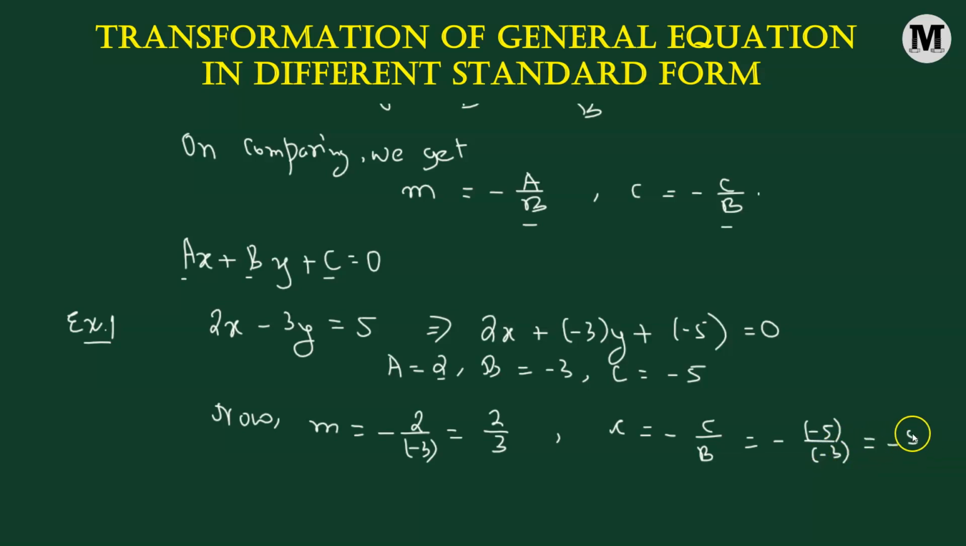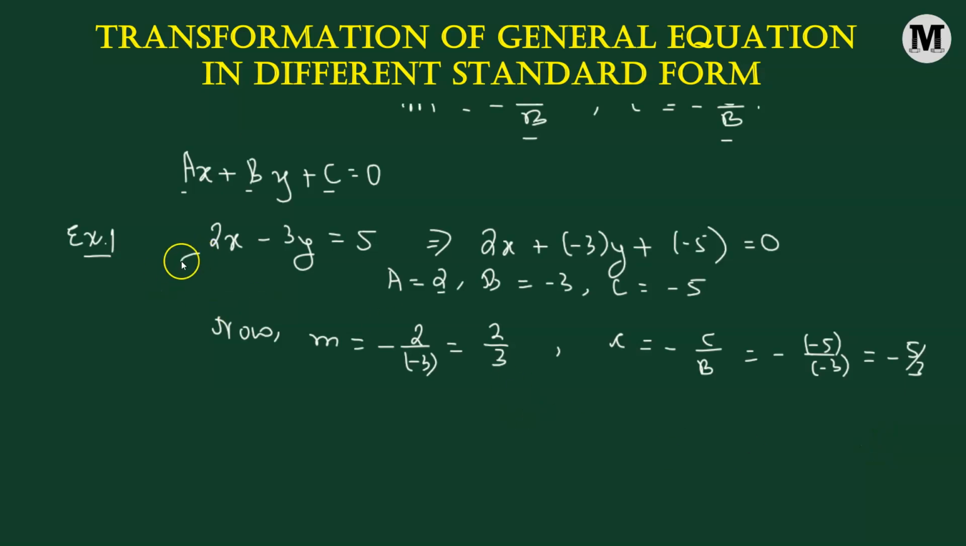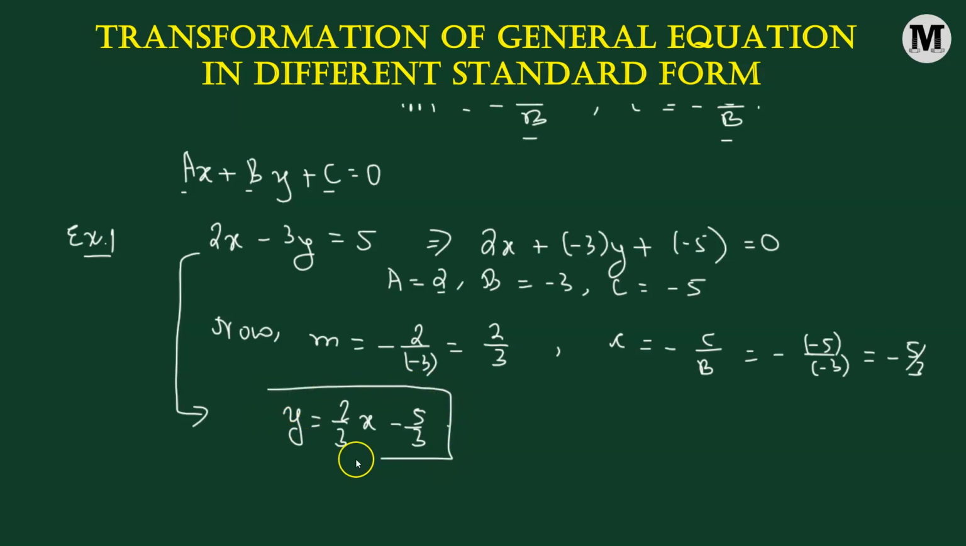This is going to give us negative 5 over 3, which means that the line 2x minus 3y equals to 5 can be expressed in the slope-intercept form as y equals to the slope 2 over 3 times x added to the y-intercept, that's negative 5 over 3. So this is how we have expressed our given equation of the line, which was originally in the general form, in the slope-intercept form.